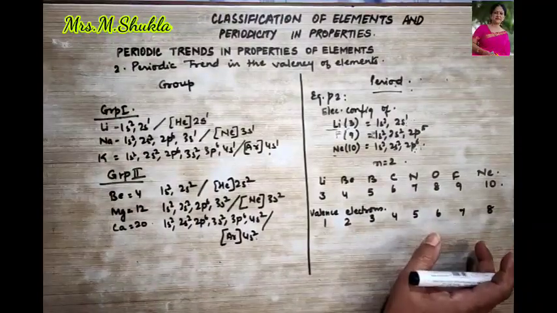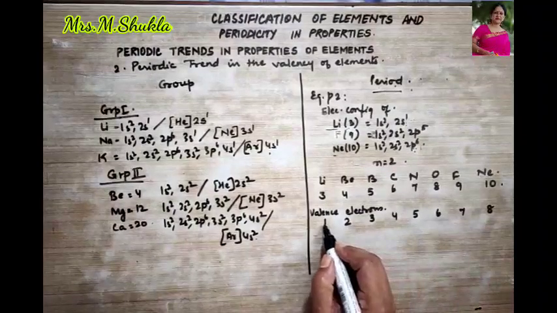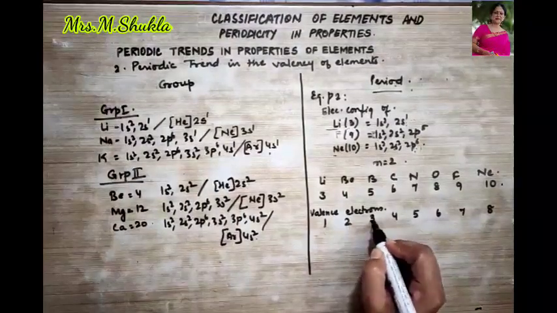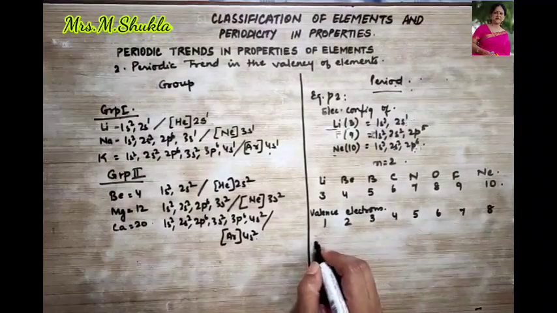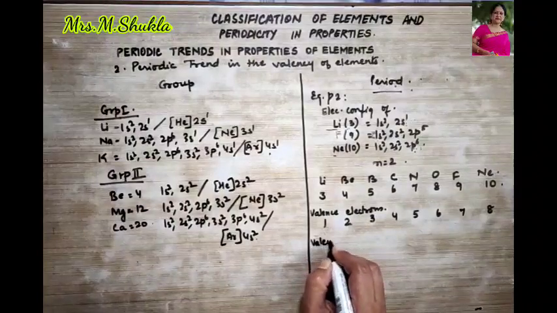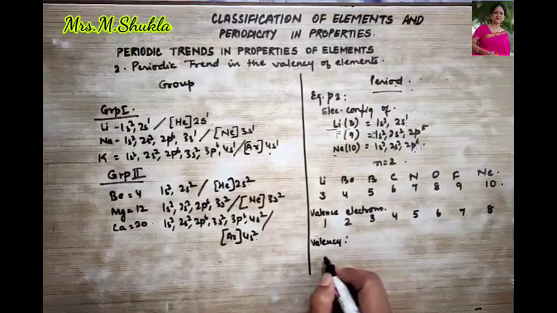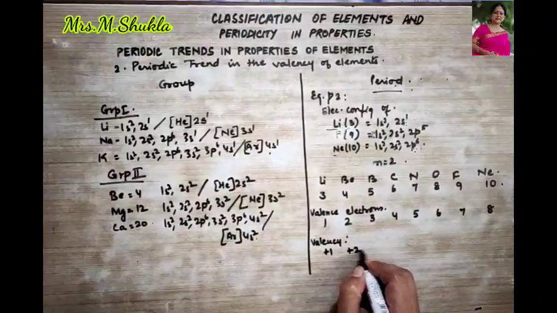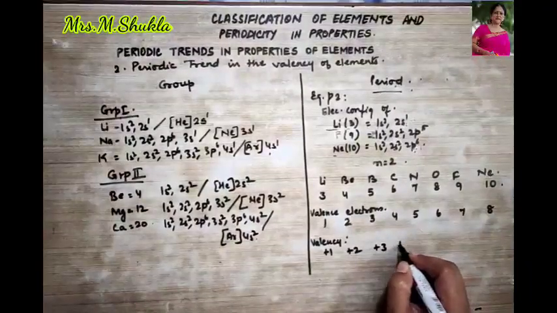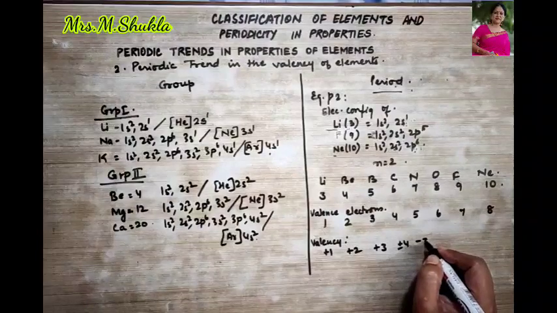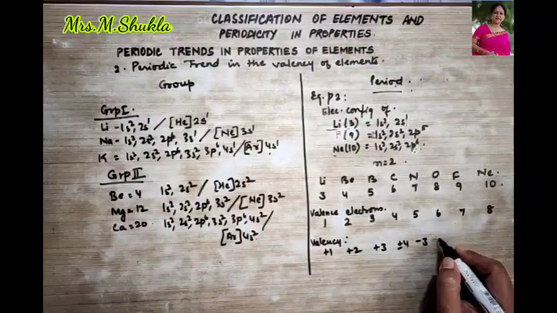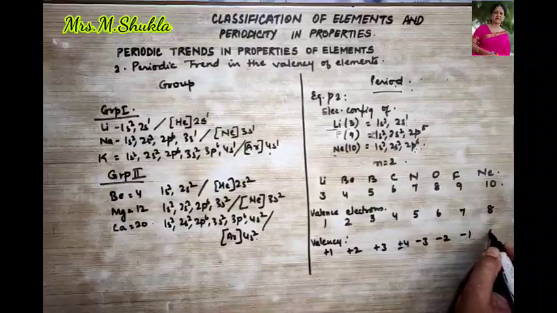So what do we know about the valency then? This will be +1, this will be +2, this is +3, this is ±4, isn't it? Therefore, valency will be +1, +2, +3, this will be ±4. If this is 5, then this becomes -3. If it is 6, then it is -2, -1 and 0.